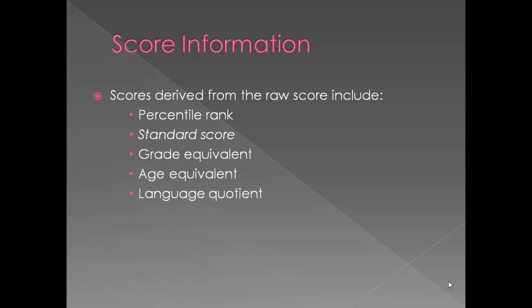So for example, if you're working on a KeyMath and a student misses a question, or rather gives an incorrect response, you write a 0 in the little box. The next question, they give a correct response, you give them a 1. Then you add up all the ones and zeros, and that is your raw score for that particular subtest.